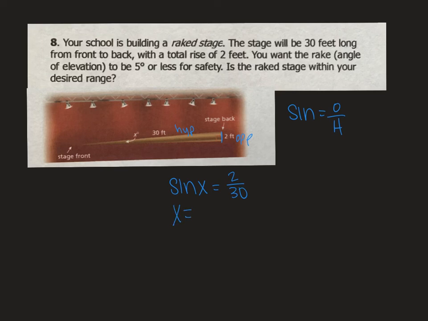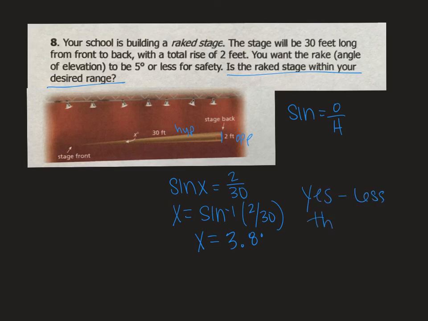So to get that angle x by itself, we're going to do the inverse sine. So in our calculator, second of sine, 2 divided by 30, close those parentheses. And to the nearest tenth, we've got about 3.8 degrees. So is that within your desired range? Yes. It's less than 5 degrees. Okay, so that is 9.6.